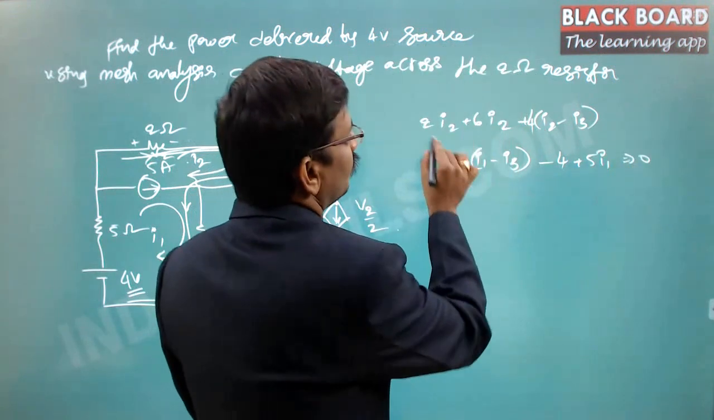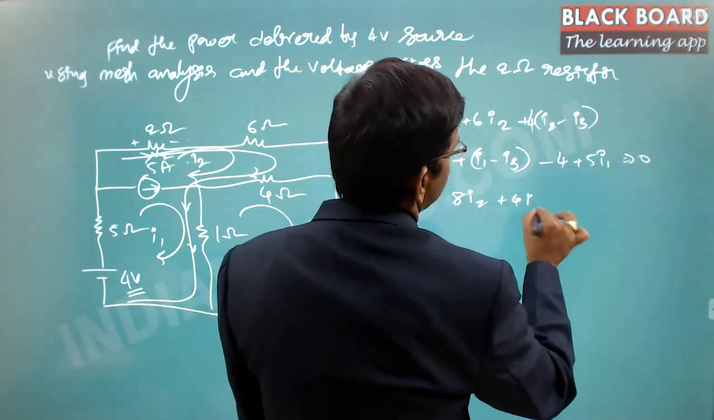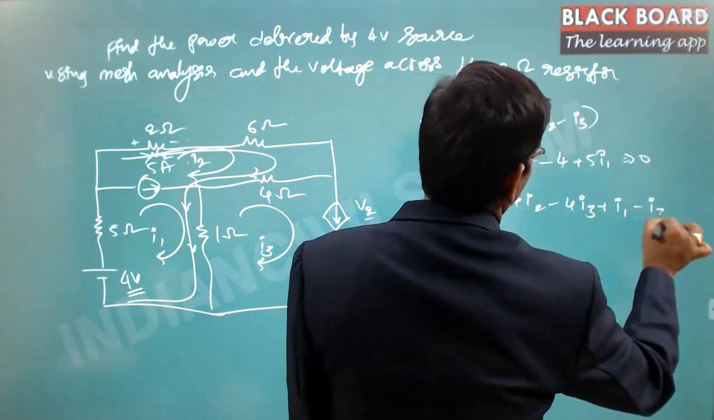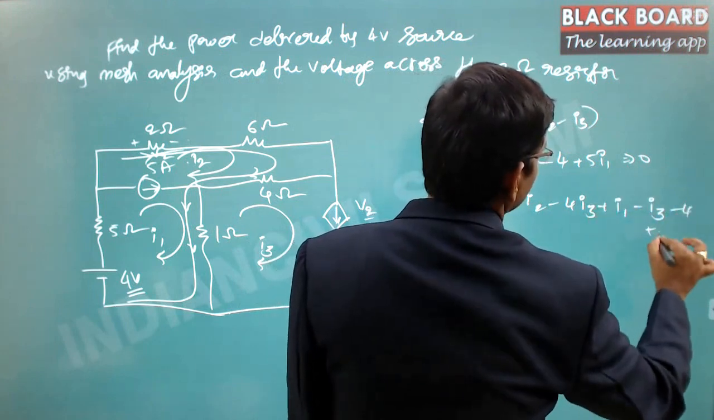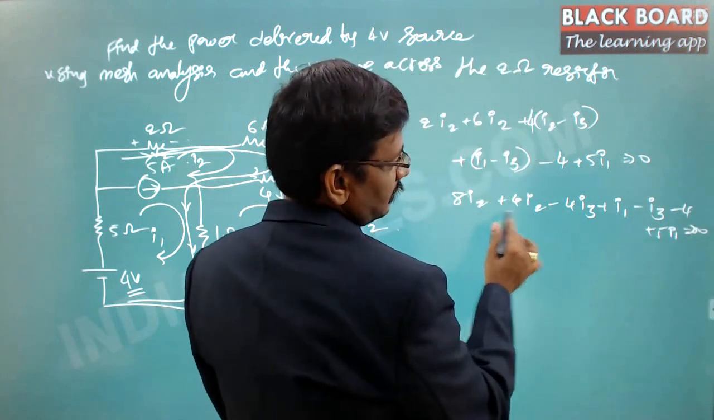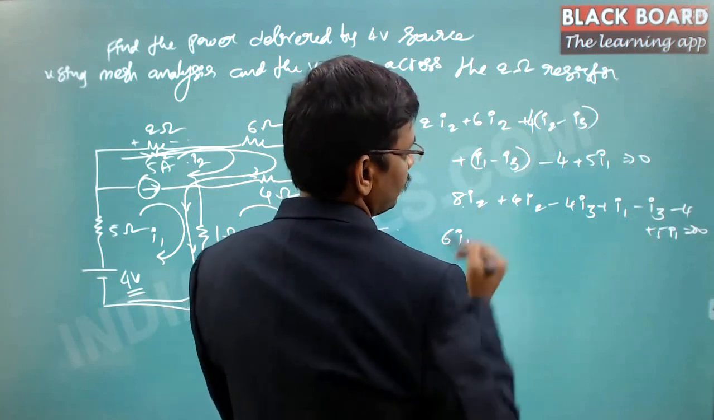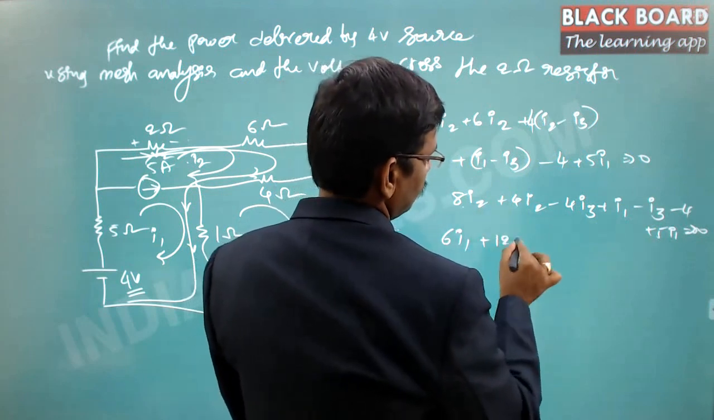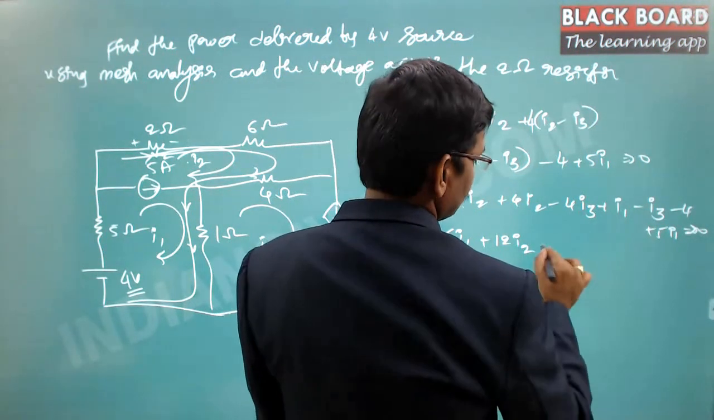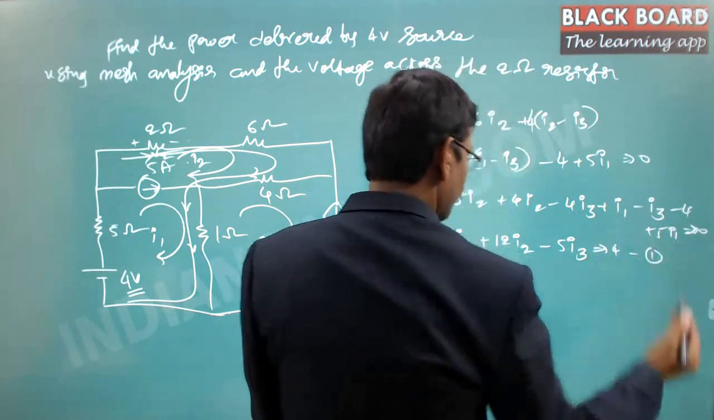So this is 2I2 plus 6I2, that is 8I2, plus 4I2 minus 4I3 plus I1 minus I3 minus 4 plus 5I1 equal to 0. So this is I1 plus 5I1, that is 6I1. 8I2 plus 4I2 is 12I2, minus 4I3 minus I3, so minus 5I3, equal to 4. This is equation number 1.